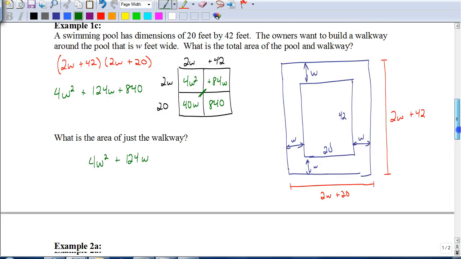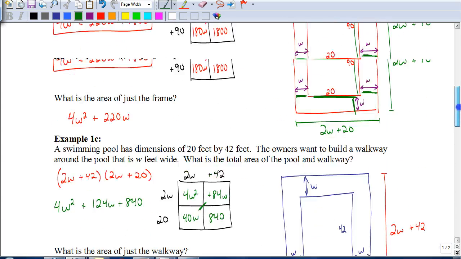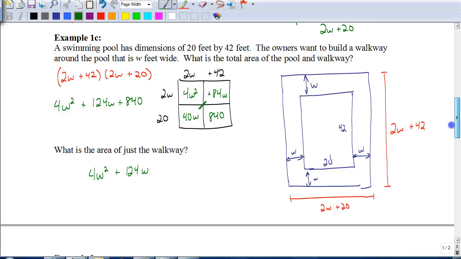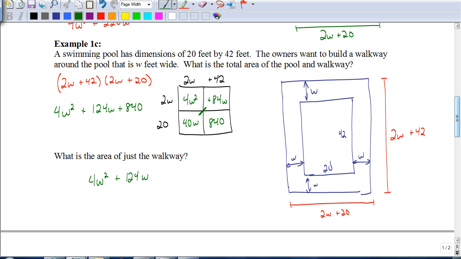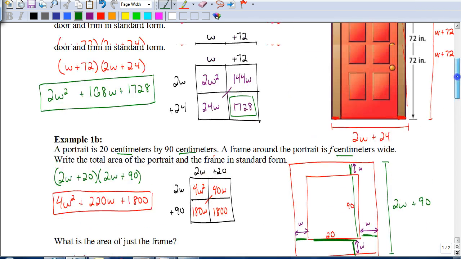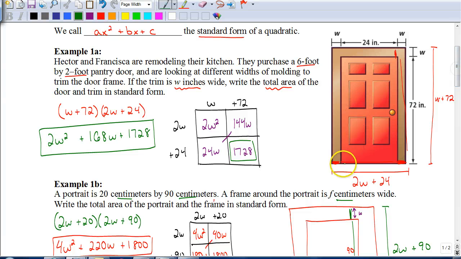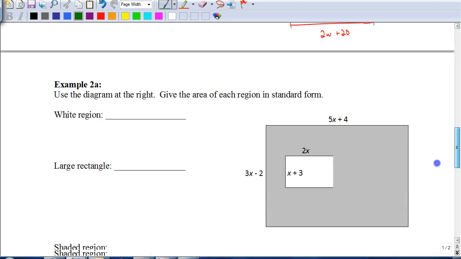Let's look at a different type of problem. What if, because with each of these, with the picture frame and the swimming pool, we had a rectangle within a rectangle, and that rectangle was centered. And with the door, even though it wasn't centered, we had a width going equally, an equal distance all the way around the other three sides. Well, what if we have a situation like this?